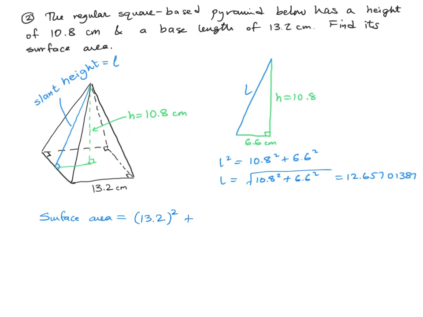Plus, then I have to do 4 triangles, so 4 times, and then the area of a triangle is 1/2 base times height, so 1/2, and then the base of that triangle is going to be the 13.2. And then the height of the triangle is actually the slant height, not the original height, so this 12.65 number. Keep all the decimals at this point, 12.65701387. And then I plug all that into my calculator. And now I round to 3 sig figs, and it's going to be approximately 508 centimeters squared because it's an area.